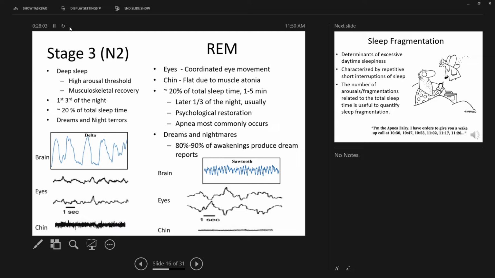And below that, you can see the coordinated eye movement that happens. So this is just a very basic introduction to sleep stages. We will get into this in a lot more detail later.